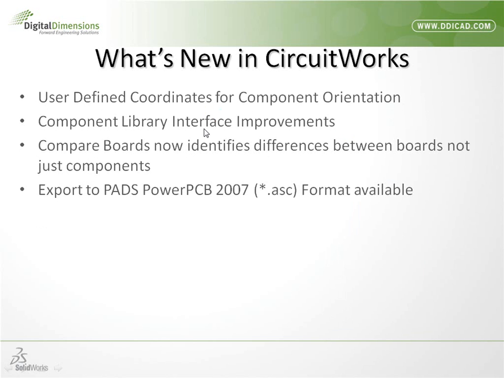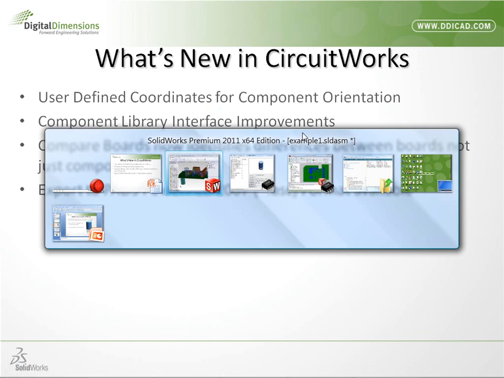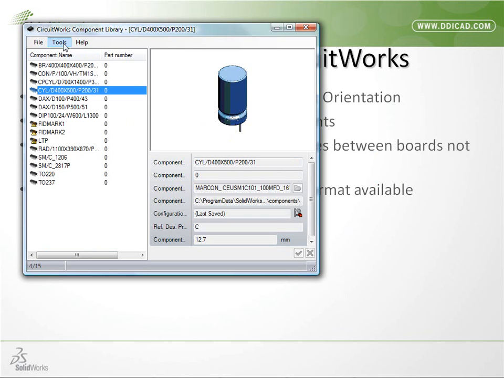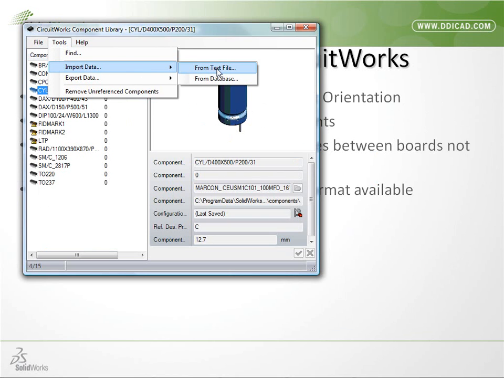The other thing was the component library interface improvements. I'll just quickly touch on that. So here under Tools, here's Import from Text File, or Import from a database, or you can export to a text file and read those back in. So these are going to be things that you can use to import or export these component library files to other computers if you wanted to. So those are some of the other things that have changed between 2010 and 2011. So I just wanted to point those out to you.